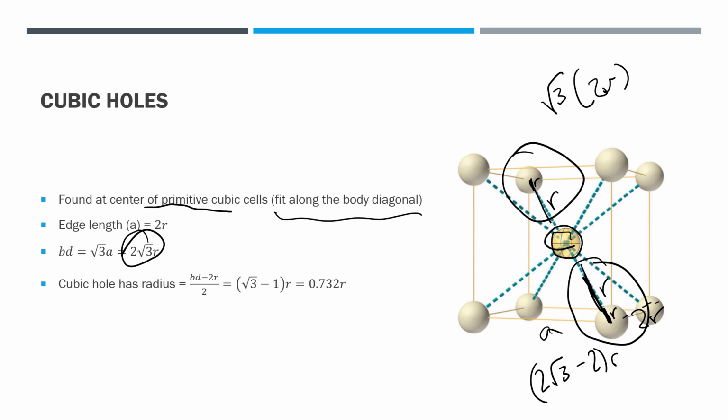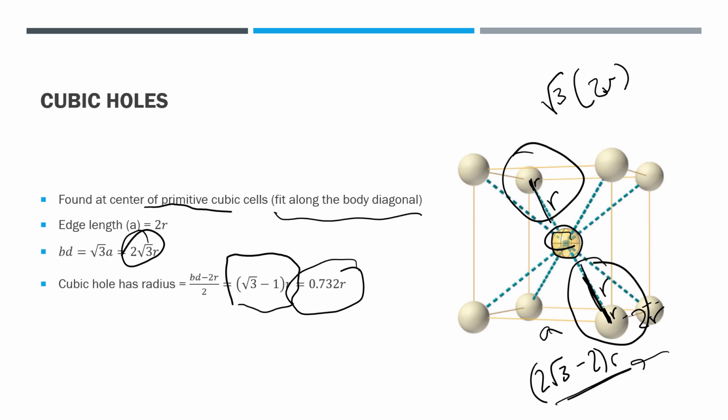And that means that amount of space can be the same thing as the diameter of a little sphere along that body diagonal, right? If I drew a little sphere along that body diagonal with this diameter, it would fit perfectly inside that cubic hole. So if this is the diameter, the radius is that divided by 2, which gives us √3 minus 1 times r. And this is approximately 0.732r.